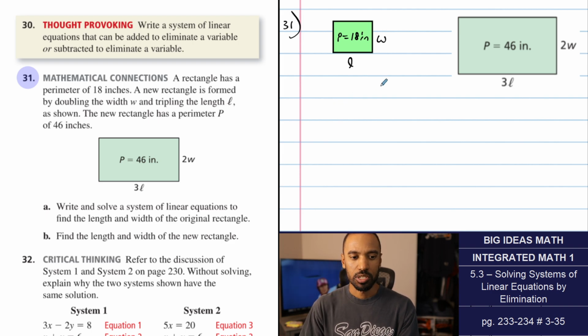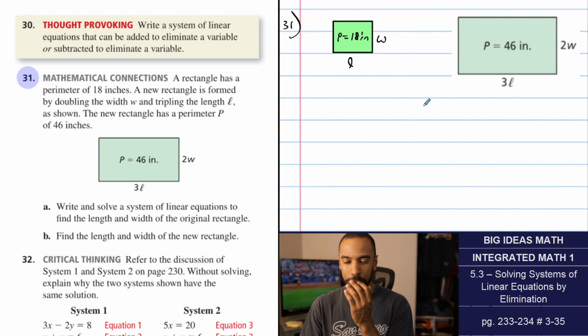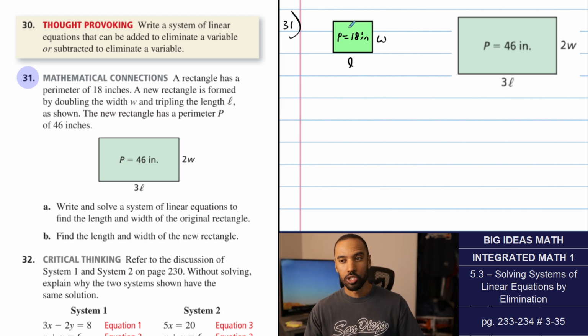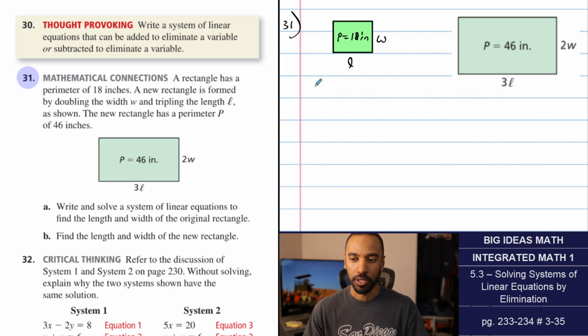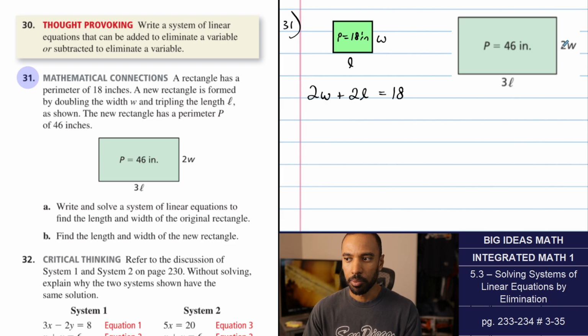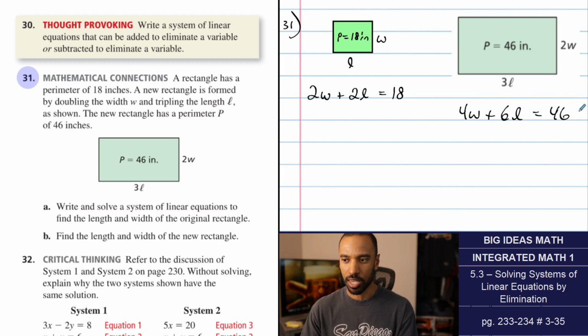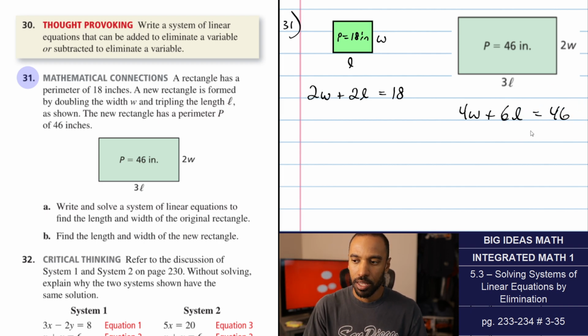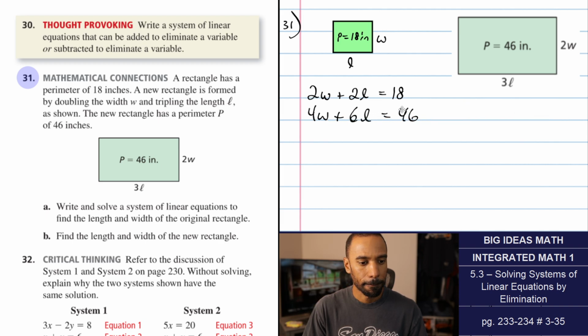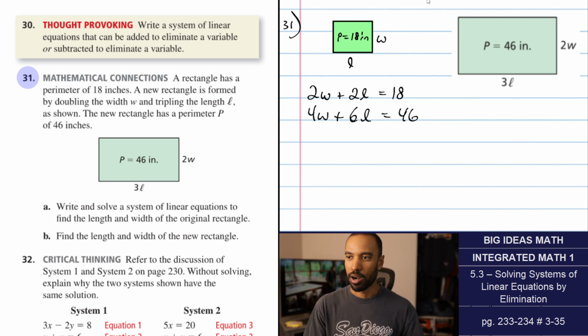They said, write and solve a system of linear equations to find the length and width of the original rectangle. Okay. So the original one, here's the thing. Perimeter is doubling your widths, doubling your lengths, right? So two W's plus two L's would equal our 18. That's the original. Now this one here, we double our widths. Doubling two W's, 4W. 4W plus 6L equals 46 in this case here. So this can be my system that I work off of, this and this, boom. Write and solve a system, part A, there it is.